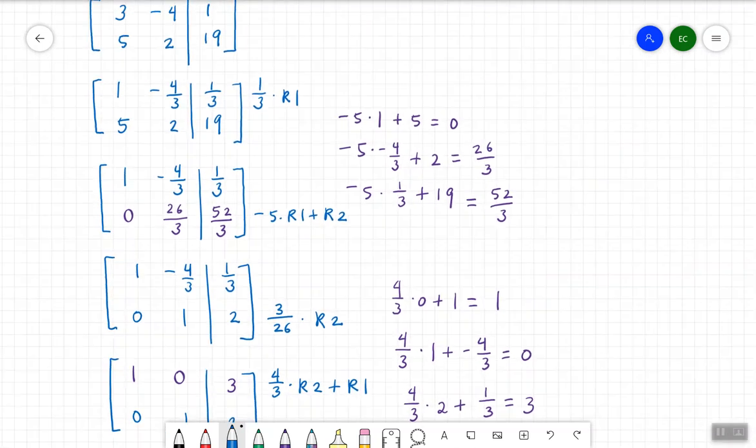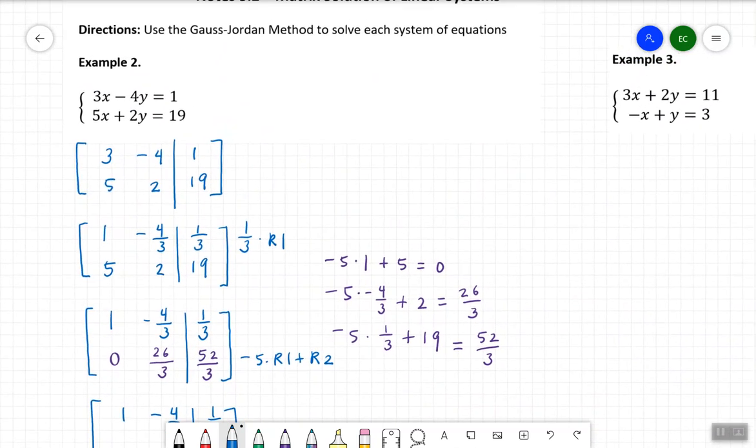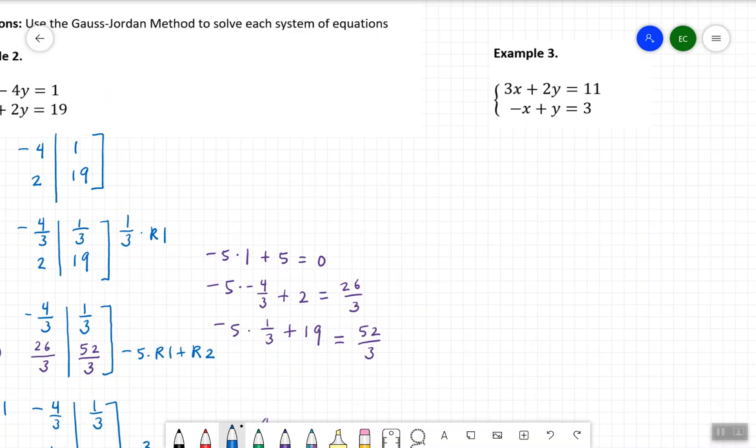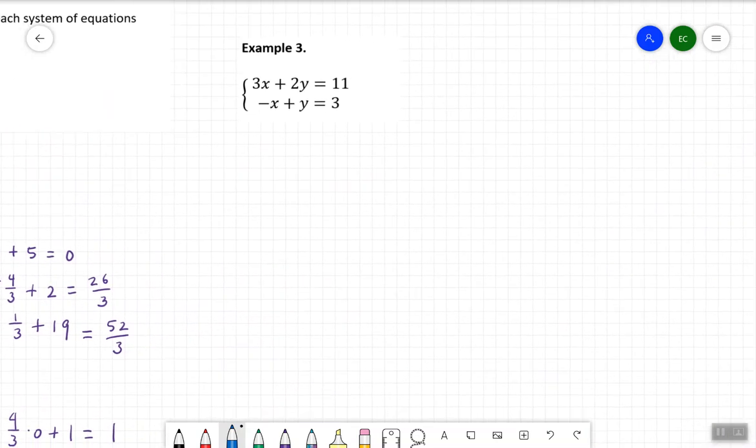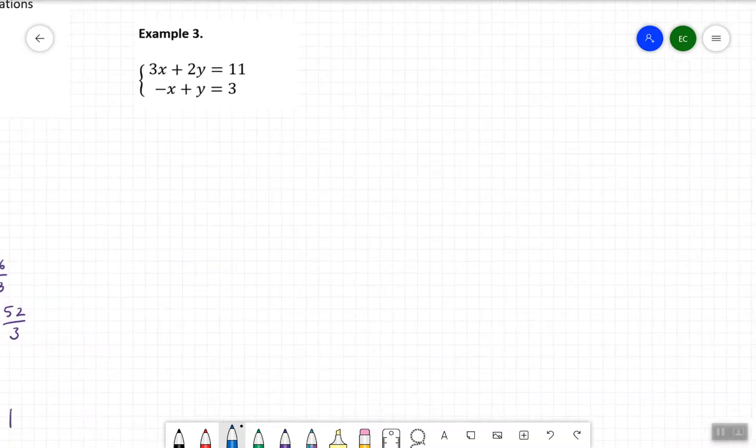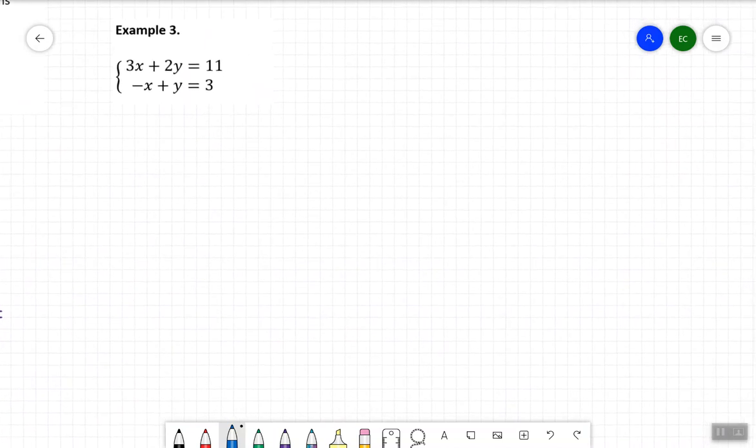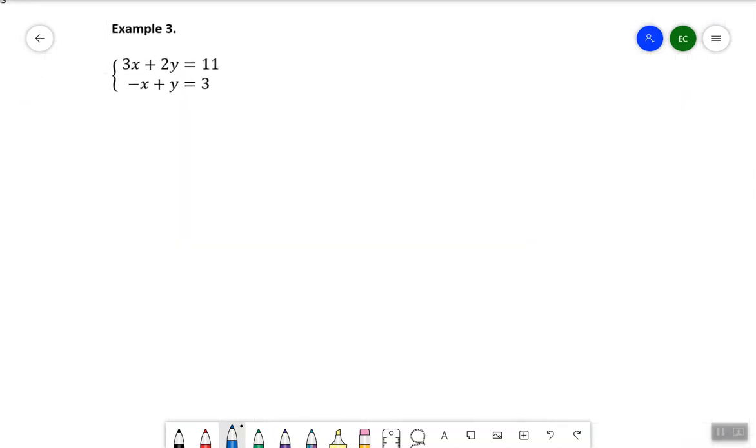And we can go on to the next example now. So let's go to example 3 here. Again, if you're feeling good about the process, you might want to go ahead and try to pause the video and work the problem for yourself. Let's write the system as a matrix.